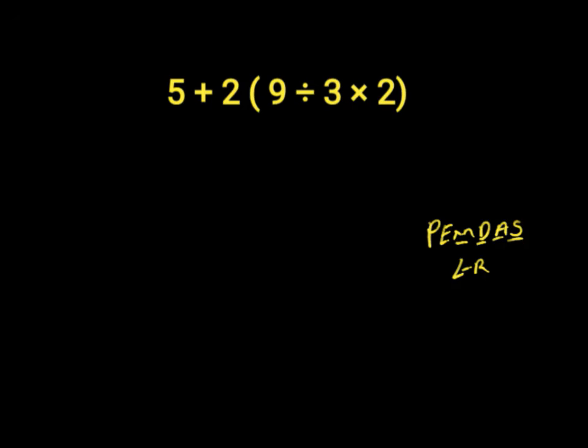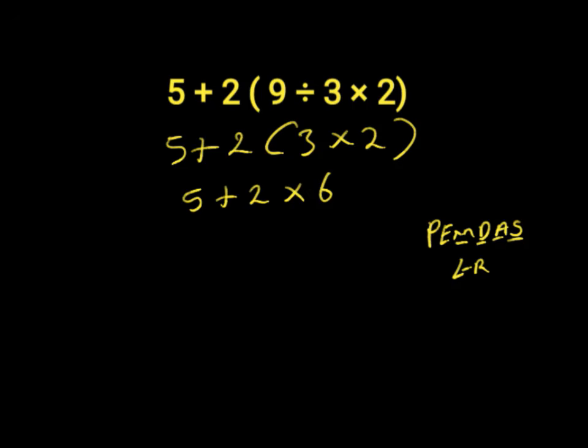First of all, we work with our parentheses, which is 9 divided by 3 times 2. 9 divided by 3 will give us 3. Then we have 3 times 2. We put it down in our parentheses. We bring down our 5 plus 2. In our parentheses, 3 times 2 will give us 6. Then we have 5 plus 2 times 6.